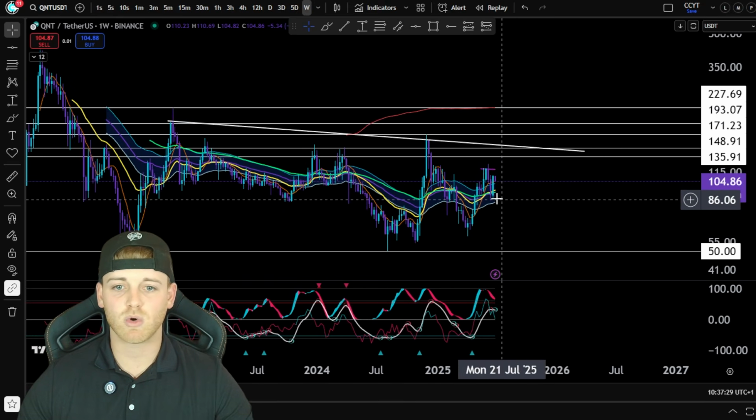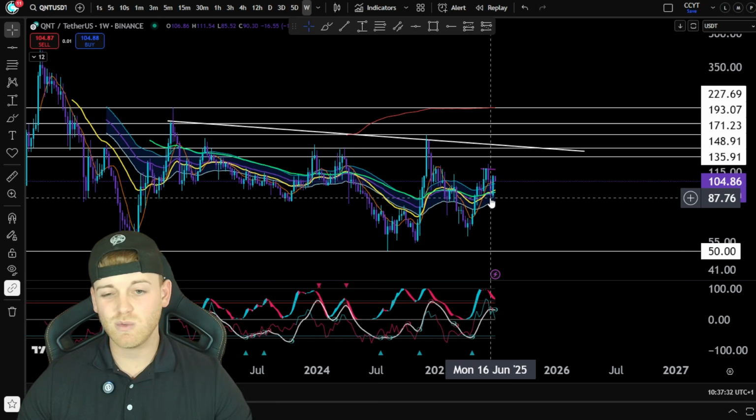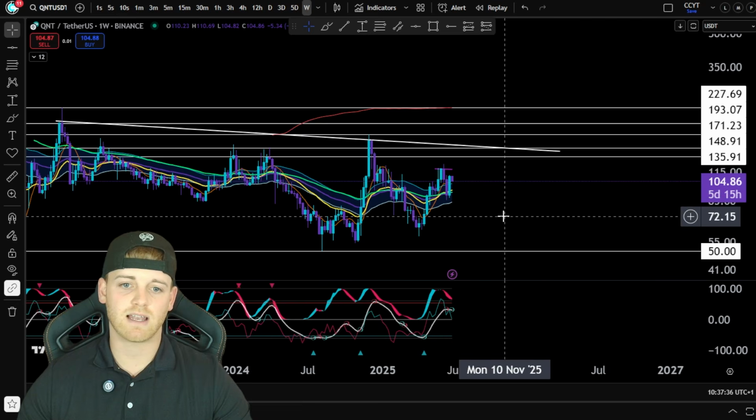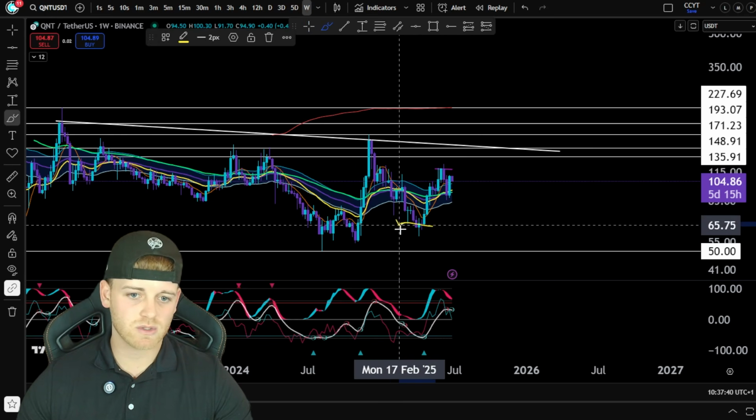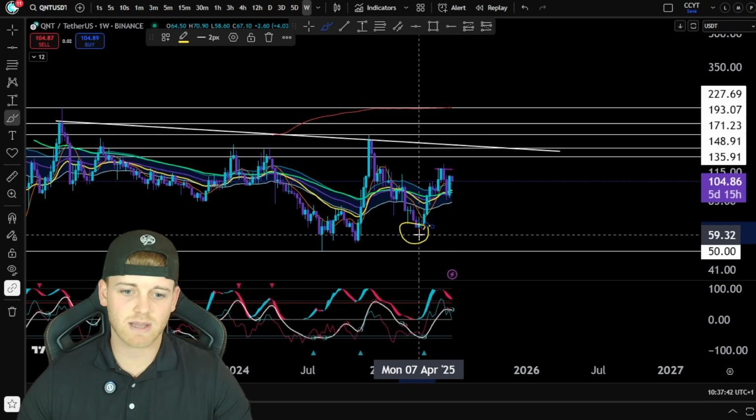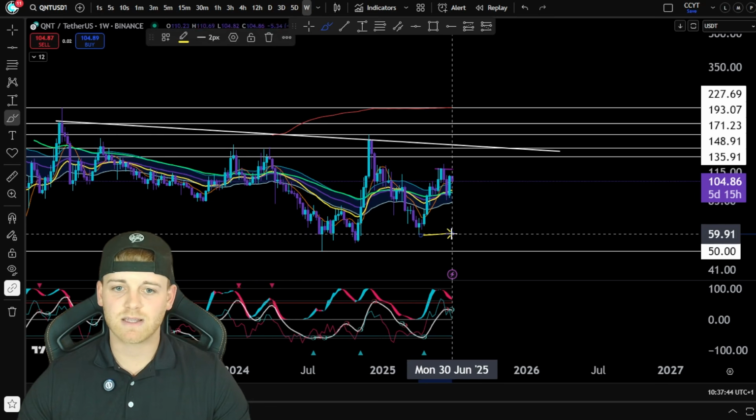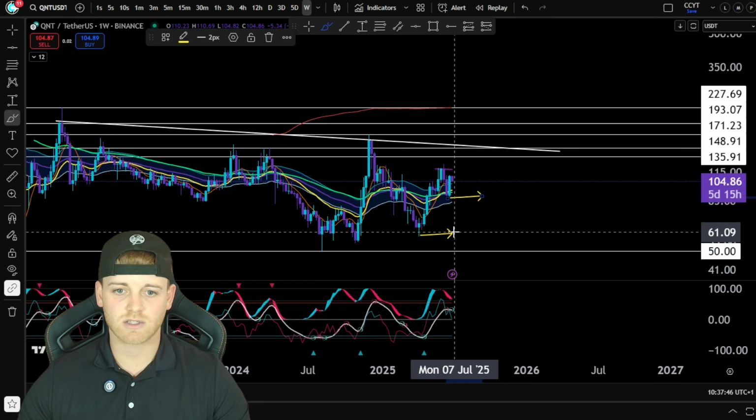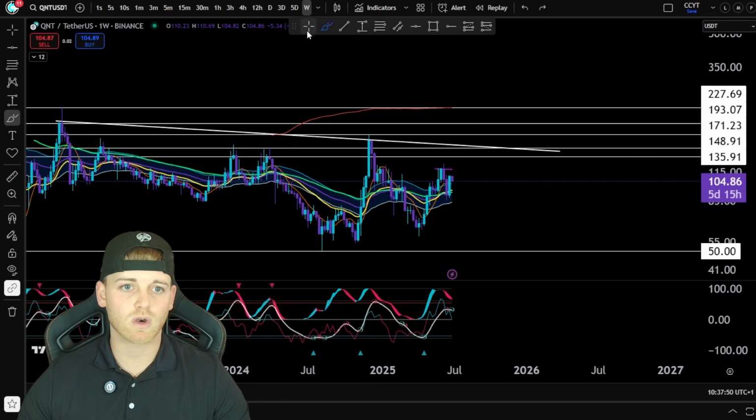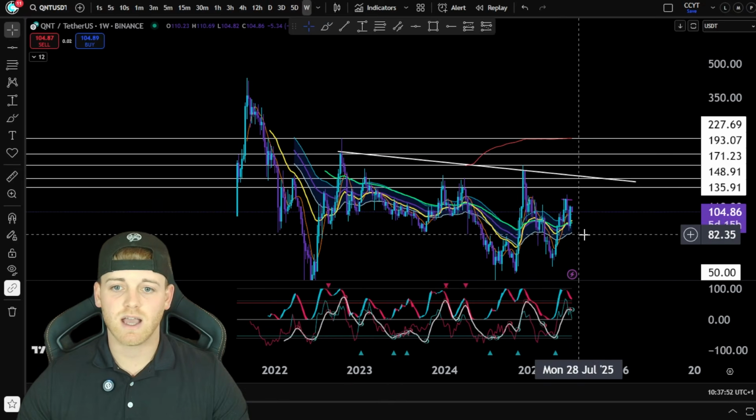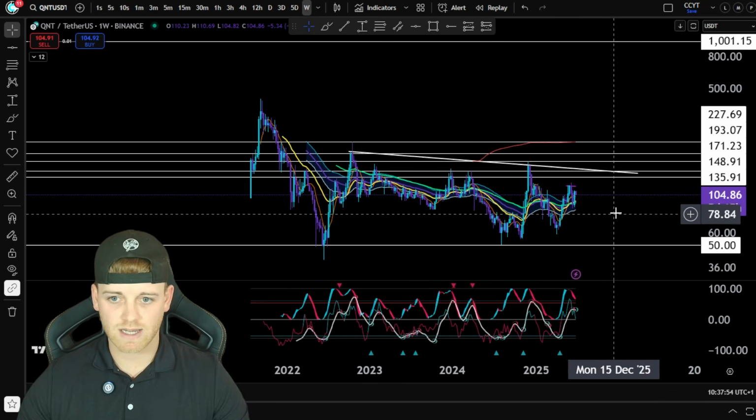We did see a bit of a pullback here in the last few weeks or so. About 2 weeks ago, you can see $87 was the lowest price that got hit. But in comparison to this disgusting dump back in April here, it's actually a lot higher. So this shows significant progression in terms of the pullbacks for Quant and the confidence being instilled in this coin right now.